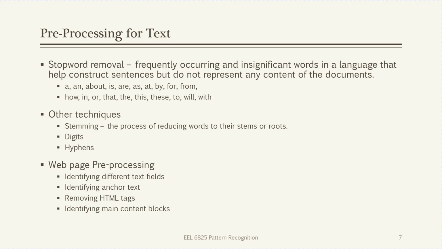For digits and hyphens, these are similar to stop words, so we have to make sure that these will not affect the frequency count of the article. And finally, we got web page pre-processing, which consists of identifying different text fields, identifying anchor text and main content blocks, and also removing HTML text.